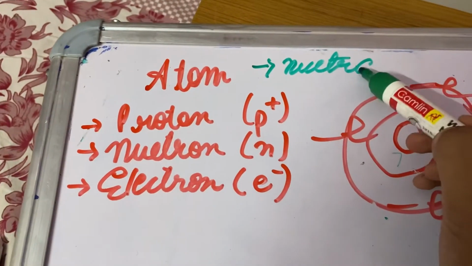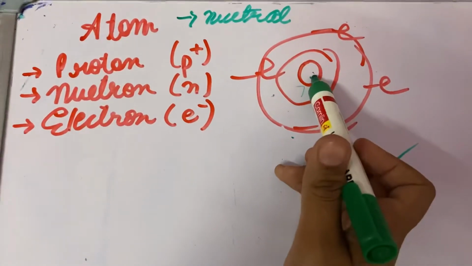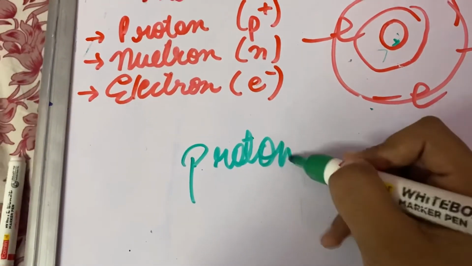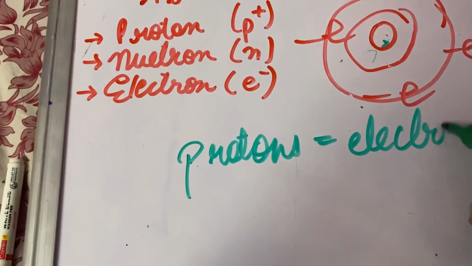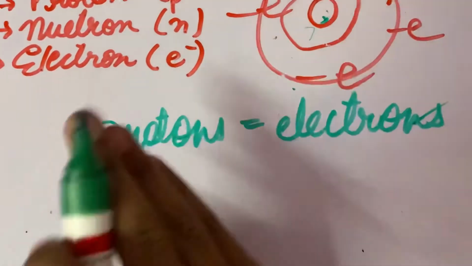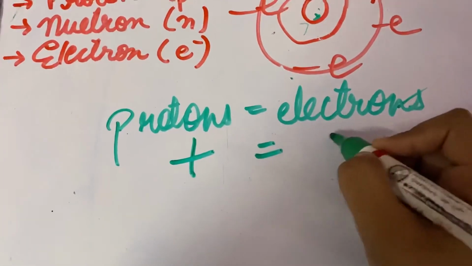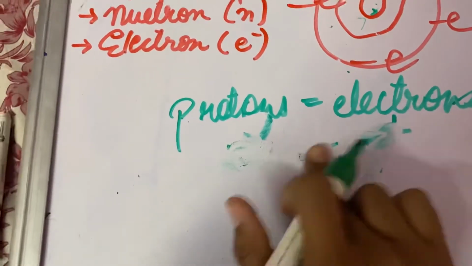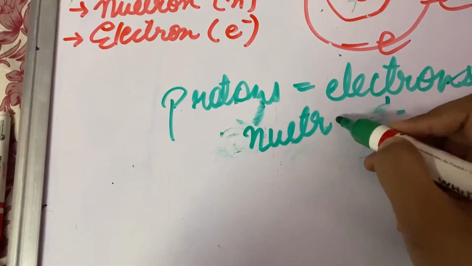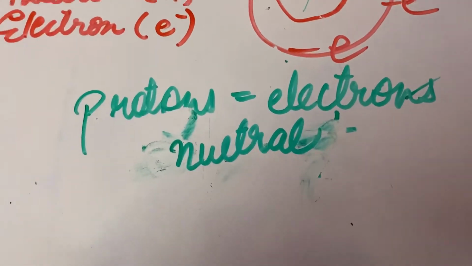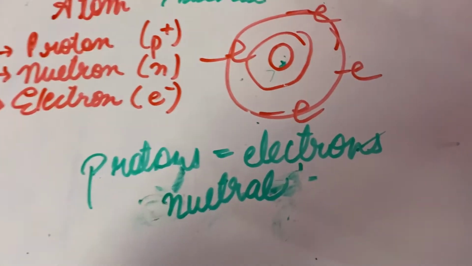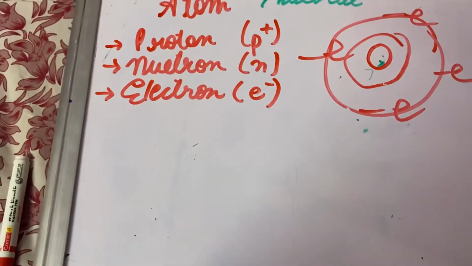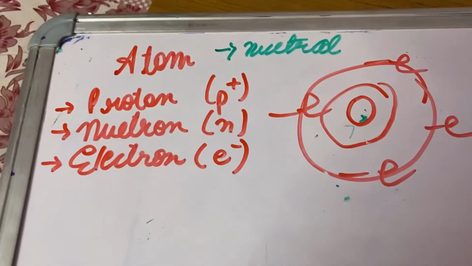Now you'd ask how. Though proton is inside nucleus, if protons are equal to electrons in number, the positive charge will cancel the minus charge, and this will turn out to be a neutral atom. So if protons and electrons are the same in number, the atom turns out to be neutral. And in most of the cases, the atom is neutral. So this is the first point.